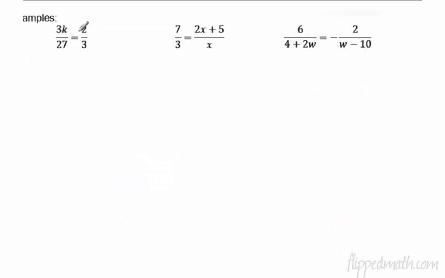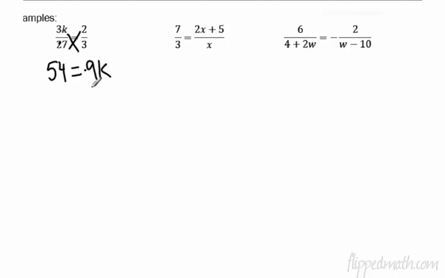Instead of writing your cross products on top of each other, we're just going to write them next to each other. We're going to cross multiply. And what do we get here? 2 times 27 is equal to 54. That's equal to 3k times 3. You can multiply the 3 and 3 and get a 9. So we get 9k.